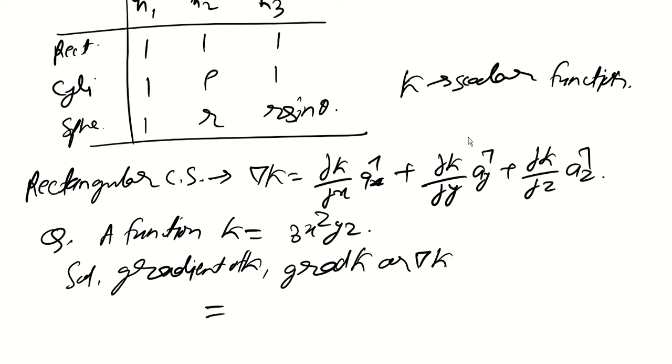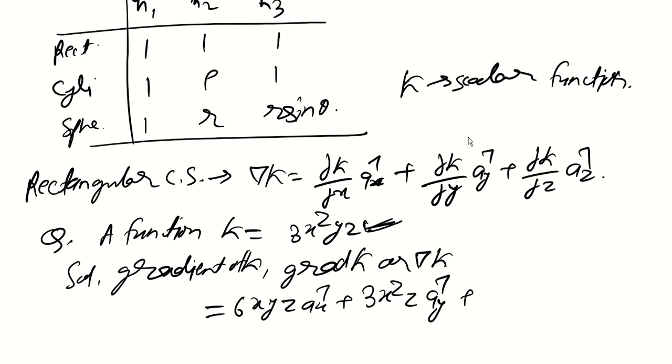So we will differentiate partially with respect to x, then we are getting 6xyz ax cap, plus differentiate partially with respect to y. Then what we are getting for this when we differentiate with respect to y? So we are getting 3x square z ay, and similarly with respect to z we are getting 3x square y az. All right. So this is how we have found the gradient of a function k.